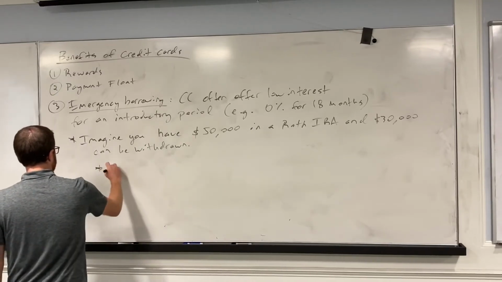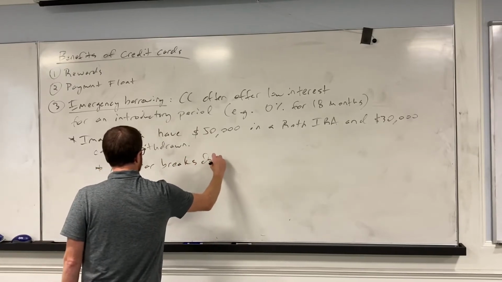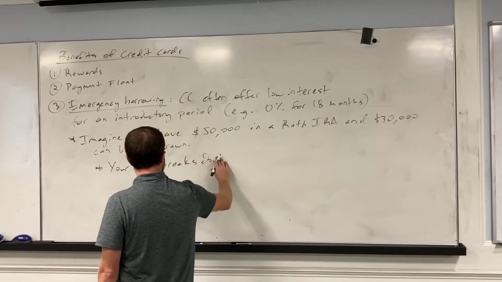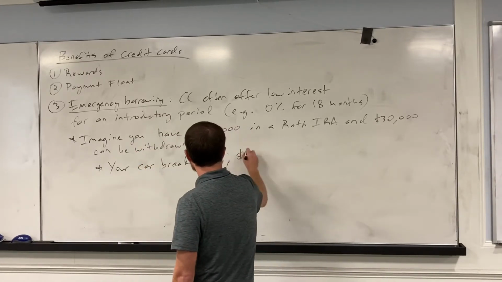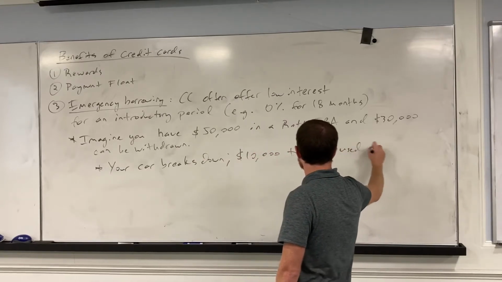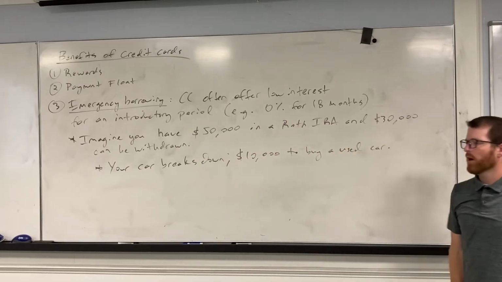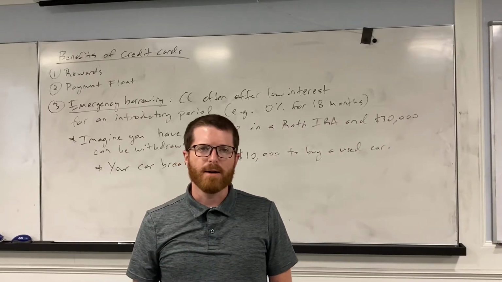So let's say that your car breaks down, or pick your poison in terms of emergency. Your AC breaks, you get really sick, I don't know. But let's say your car breaks down and you have to spend $10,000 to buy a used car. This is where Dave Ramsey would suggest having your emergency fund come in handy.